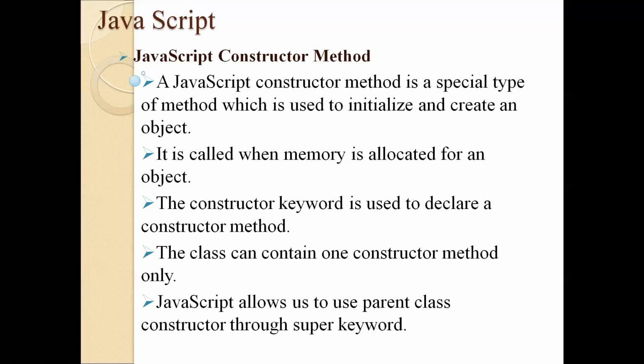At the same time, the this keyword is used to refer to the current class object. The super keyword is used to refer to superclass objects, variables and methods. If we want to use the super keyword or this keyword inside constructors, we have to keep either of them as the first statement inside the constructor. Then only the program will get executed. Otherwise, you will face an error mentioning that the super keyword and this keyword should be the first statement inside the constructor. So JavaScript allows us to use the parent class constructor by using the super keyword.